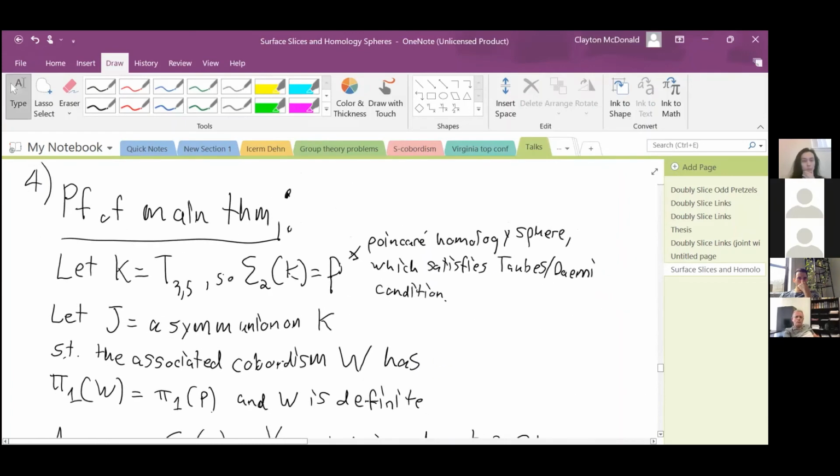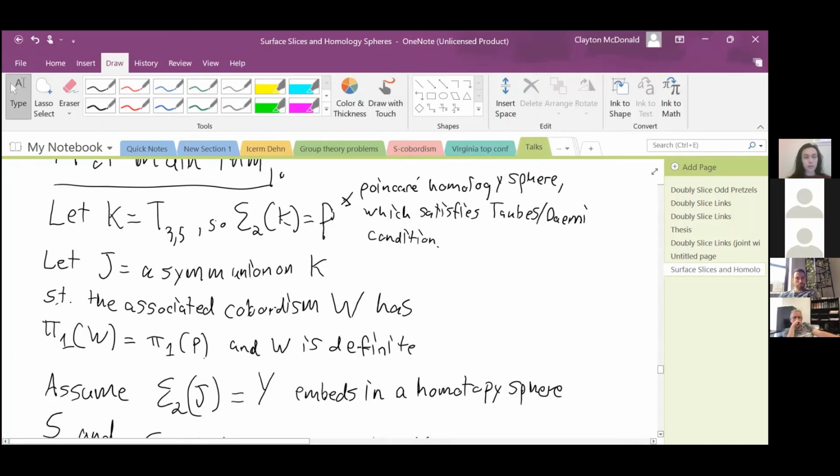Okay, so now we get to the proof of the main theorem here. I'm going to specify what I want K to be and what I want the double cover to be. So K is going to be T3,5, the 3,5 torus knot. And the reason we're choosing that one is because the double cover of that is P, the Poincare homology sphere, which means that the spin of that is going to be the spin of the Poincare sphere, which is a homology four-sphere.